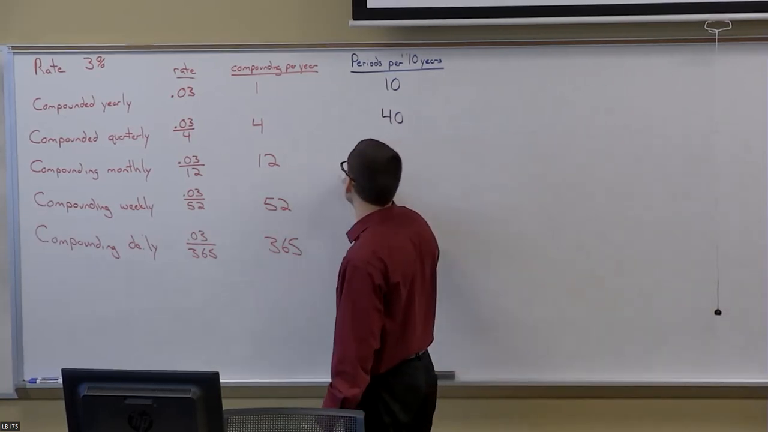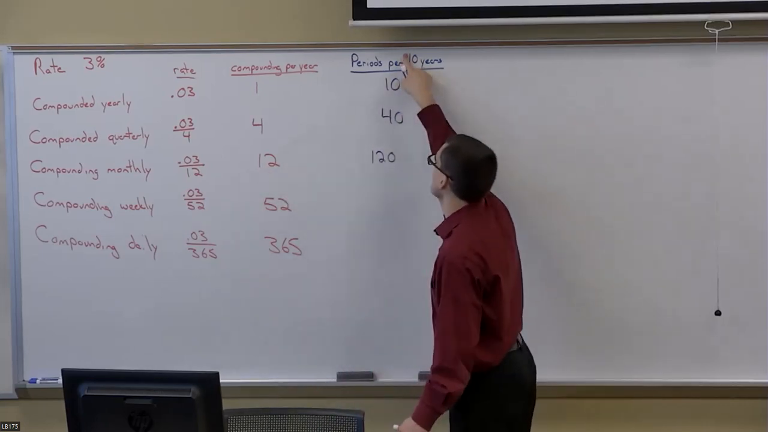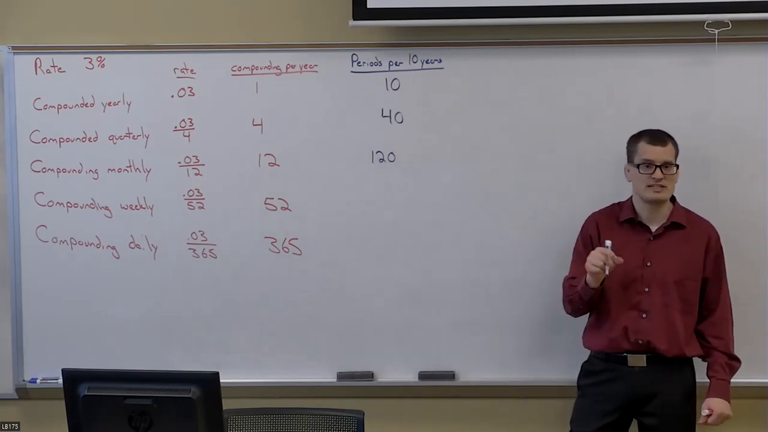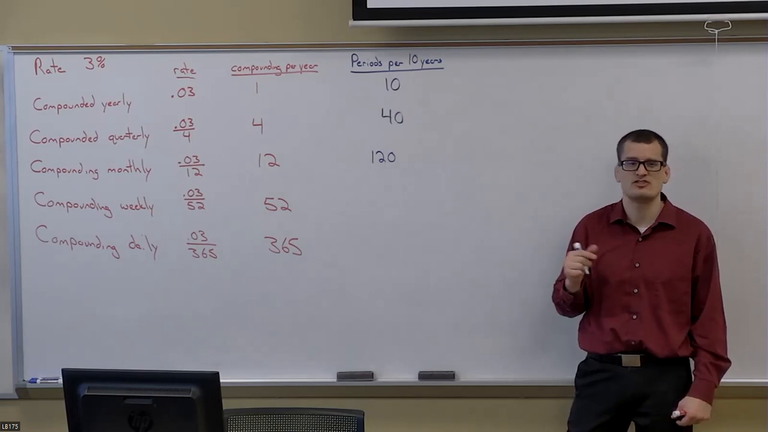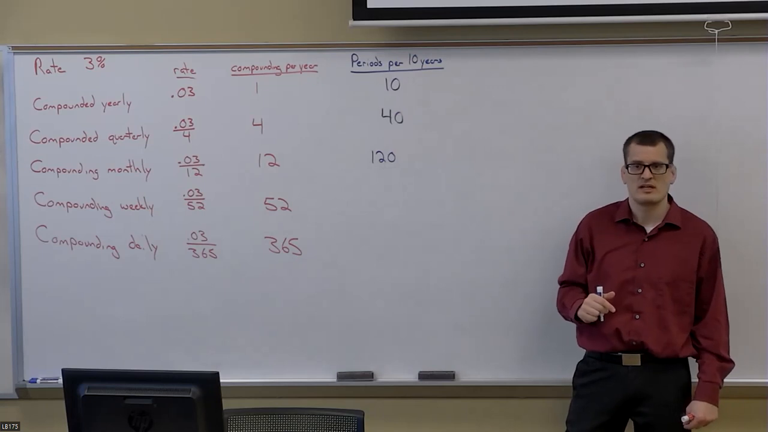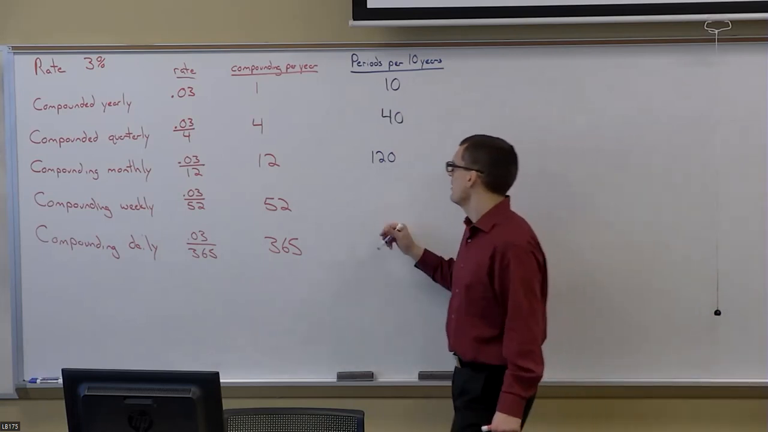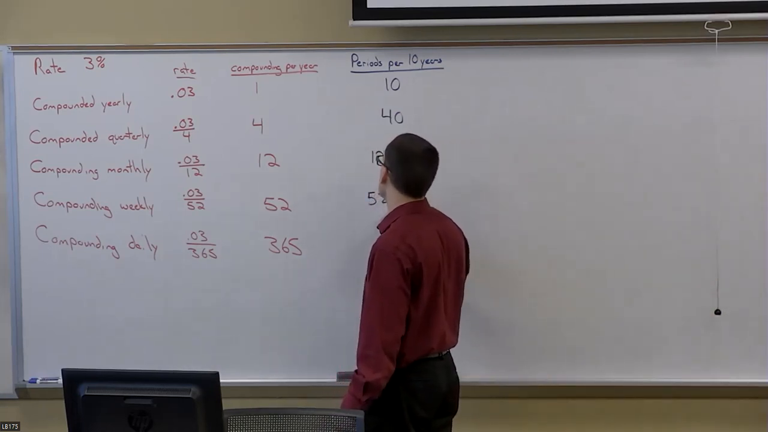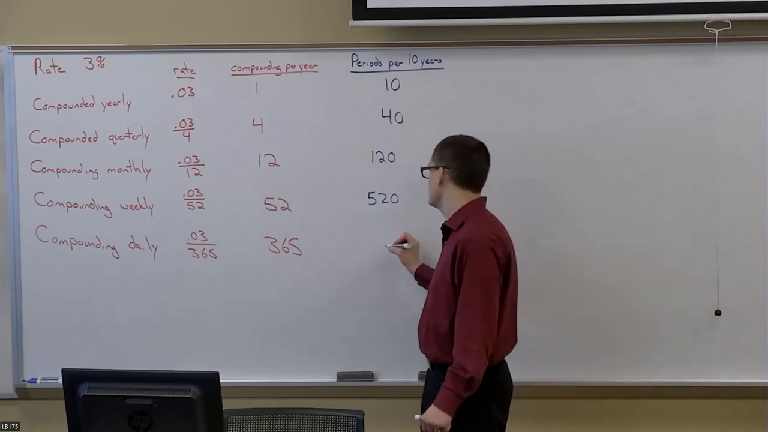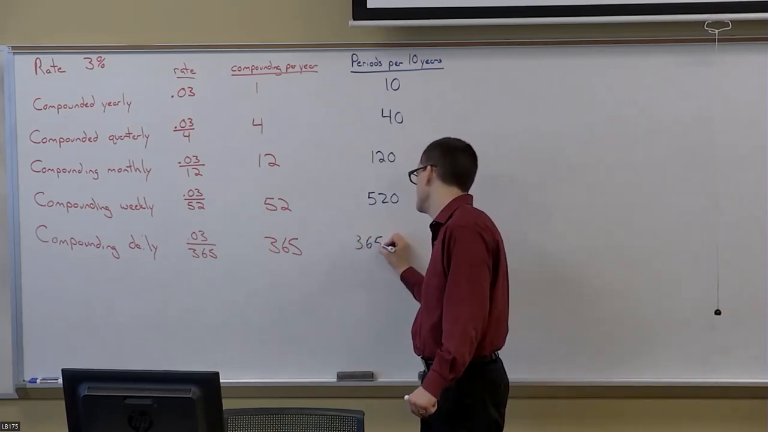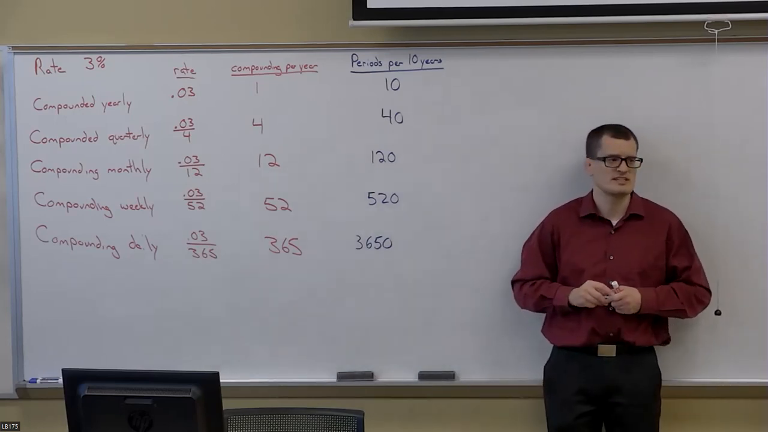Over the course of 10 years, if we're doing this monthly, I have to take 12 times my 10 to give me 120. There's going to be 120 jumps if we do it monthly. Does that make sense? When I say jumps, I mean compounding periods. I did jumps because I had that drawing up there earlier. 520 compounding periods if we're doing weekly. And 3,650 compounding periods if we're doing this daily over the course of 10 years.